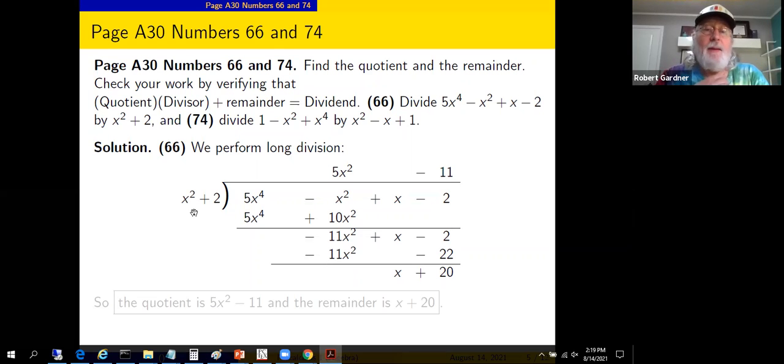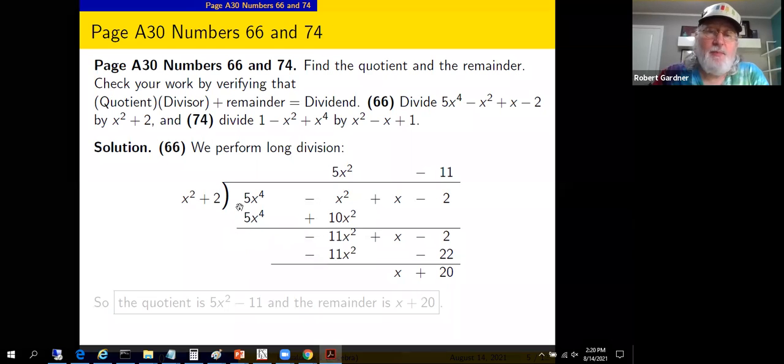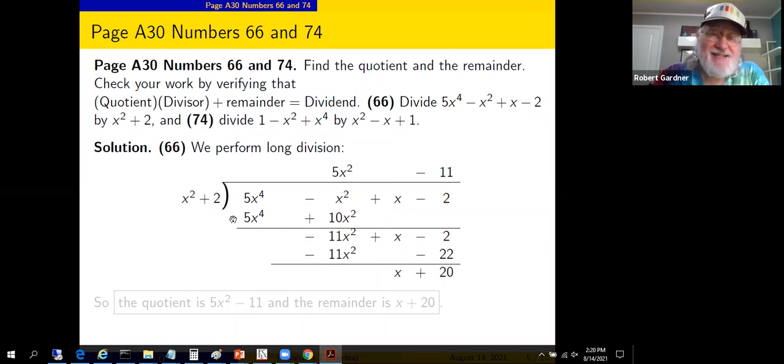All right. How many times does x squared plus 2 go into 5x to the fourth, the first term? 5x squared times, because 5x squared times x squared is 5x to the fourth. We've got to multiply the 5x squared times the plus 2 as well. That'll give us a 10x squared. So take this, multiply it by that to produce this polynomial. Then we'll subtract. So I put parentheses around this, next, and subtract, producing the next line.